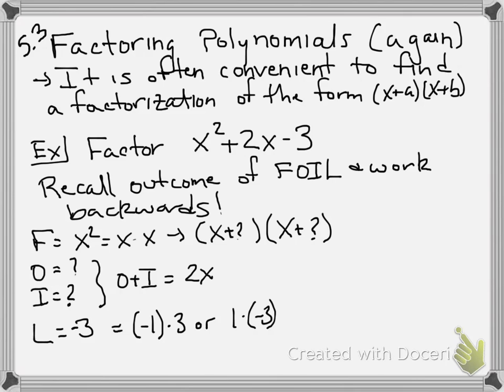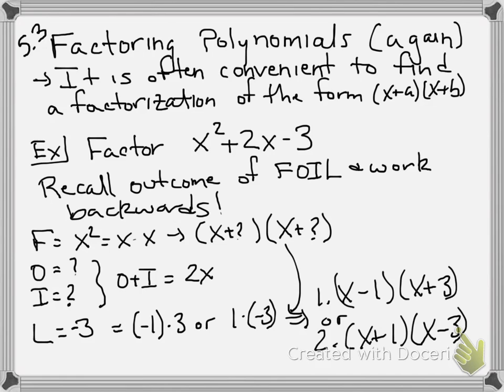So we have either negative 1 times 3 or 1 times negative 3. Okay? But how do we know which one? So between the two pieces of information that we have, the F term and the L term, we know that we've got two options here. We've got x minus 1 times x plus 3, or we have x plus 1 times x minus 3. Okay, so we've got two options. That's great.